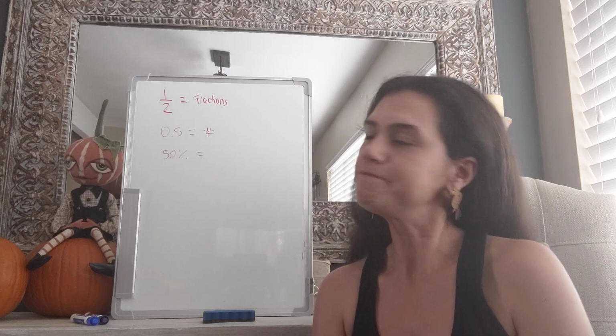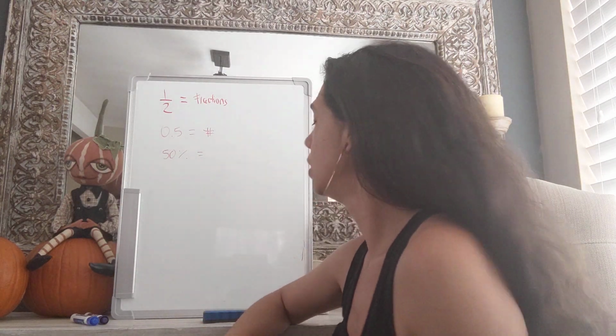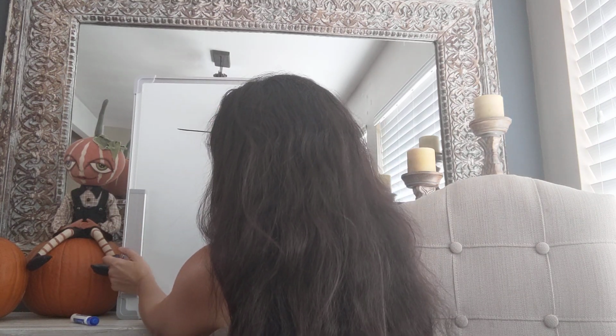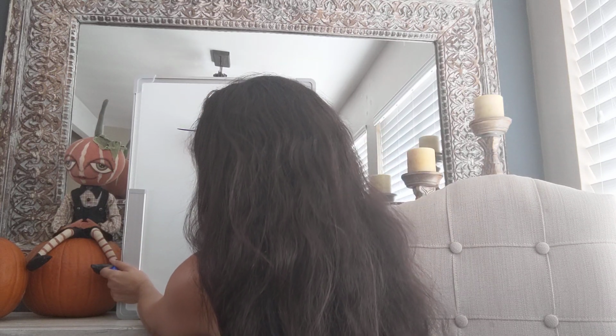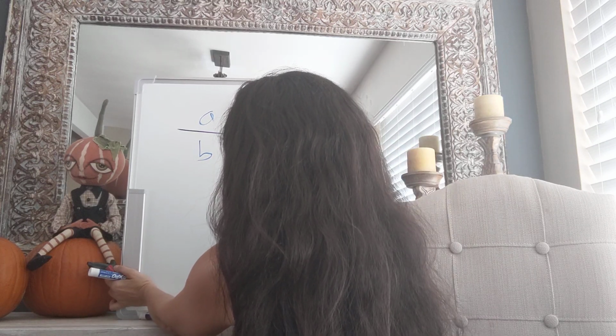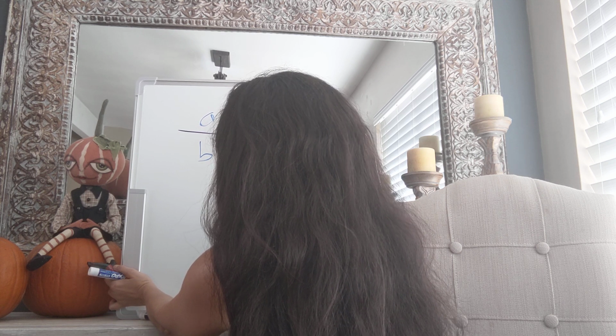So then we also have fractions. To remember how we work with fractions, we have a numerator and then we have a denominator. The numerator is gonna be up, up in the sky. That is always gonna be the numerator. And then the denominator.